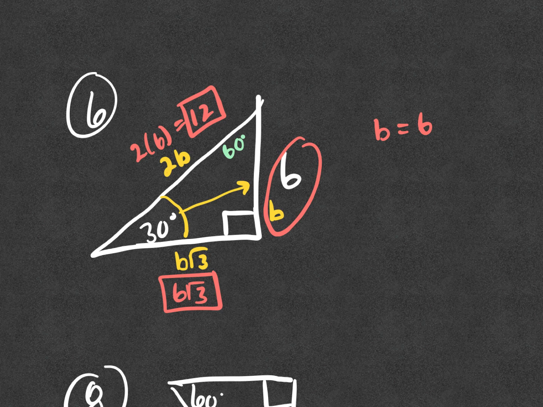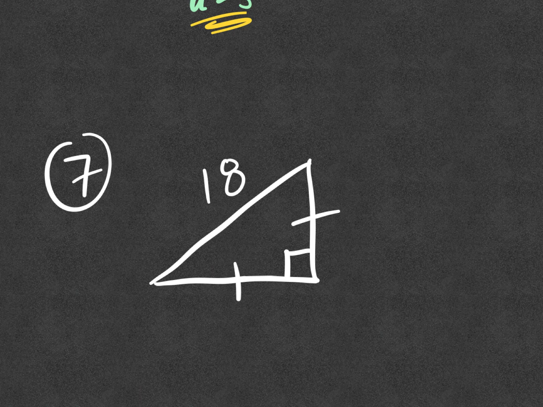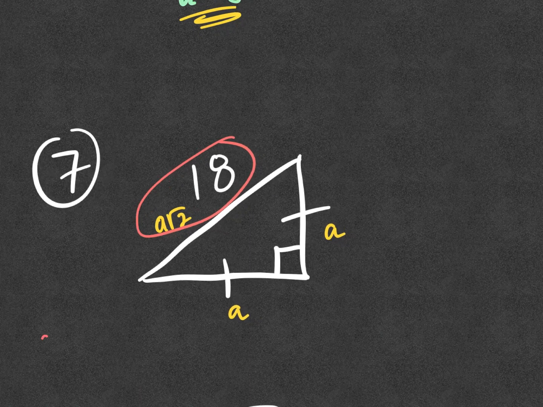The next ones are going to be a little bit more complicated. So here we're given the hypotenuse. And it doesn't exactly, quote, follow the pattern because there's not a root 2, but it's still going to follow the pattern. So here we put our pattern on. I don't think I've ever said pattern so much in my life. a, a, a root 2. Okay, and then we circle our given value and set them equal. So we have a root 2 is equal to 18. And we need to solve for a. So divide by root 2, divide by root 2.